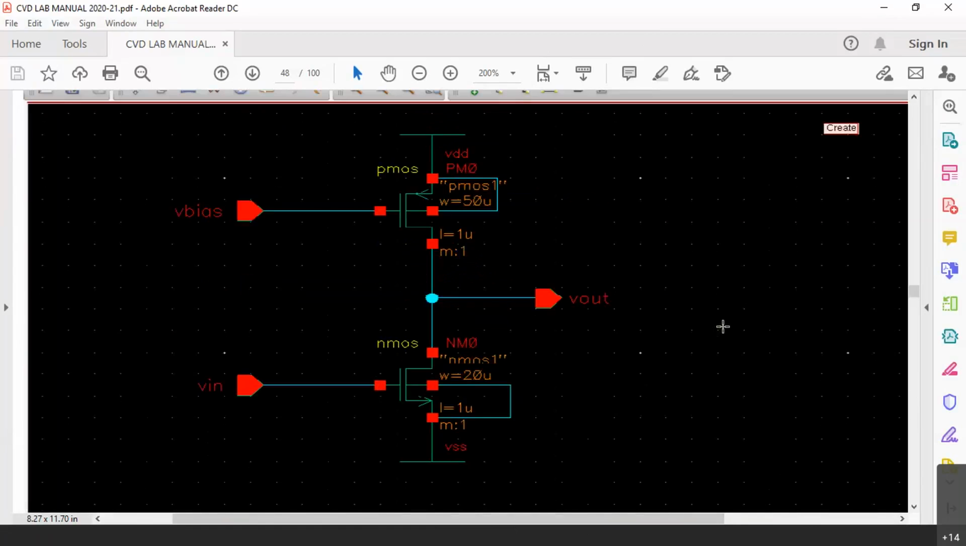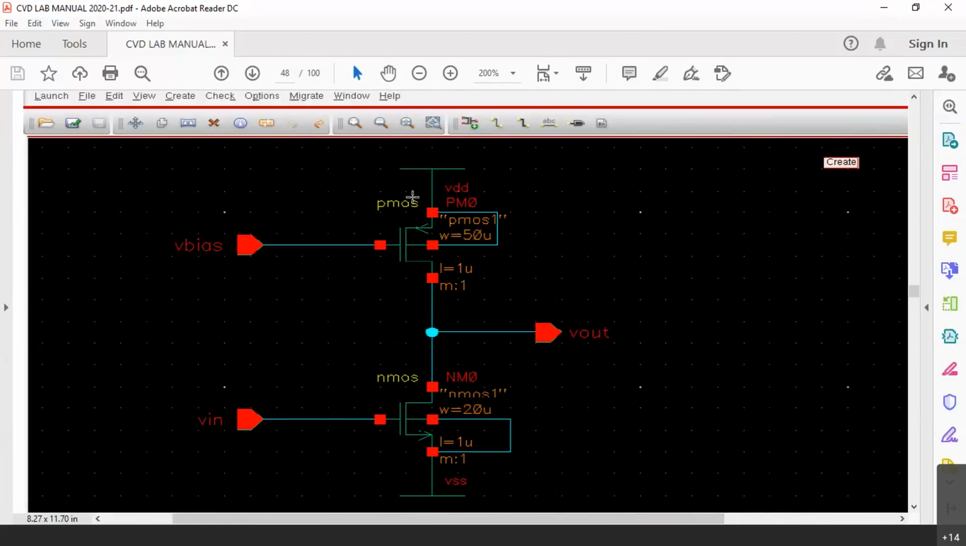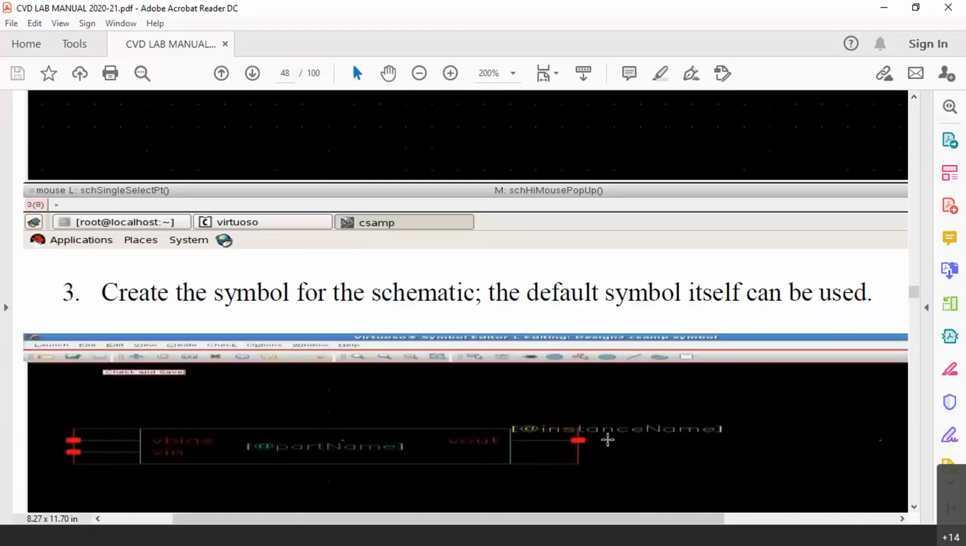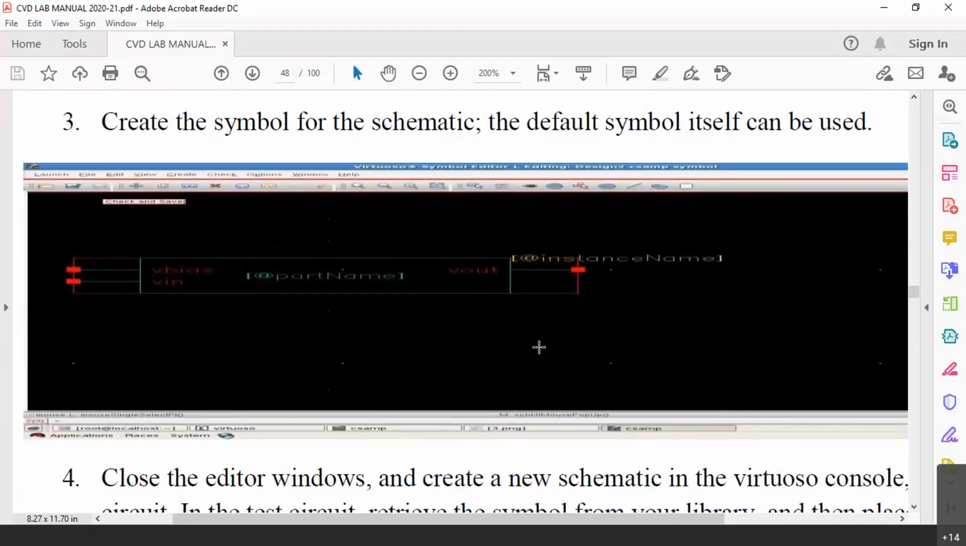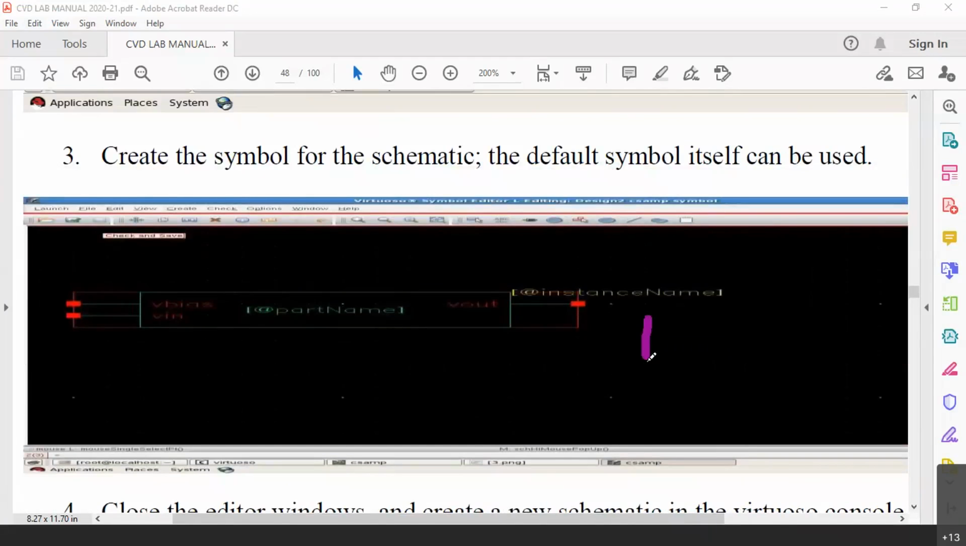Now, once you pick up this NMOS and PMOS from the analog lib library, you will have to pick up this VSS symbol and VDD symbol, and you can place these pins. By placing these pins, gradually you can make a symbol for this amplifier. Now, this is a common source amplifier. You can make a symbol. There is a default symbol that is coming. You can use the default symbol also, or you can make a symbol like this. Now, this is the symbol for the regular amplifier. You can create a symbol also, or you can use the default symbol also.